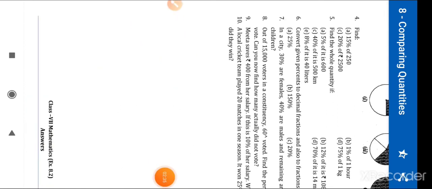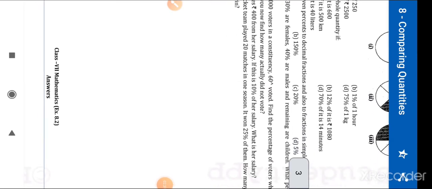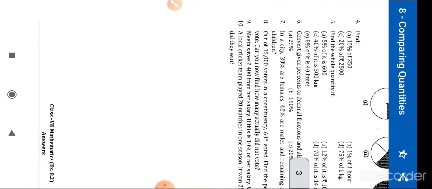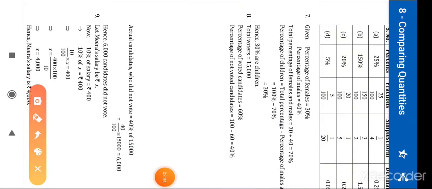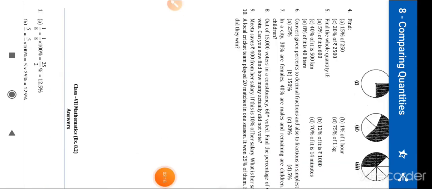The next question is, in a city 30% are female, 40% are males and the remaining are children. What percent are children? It is given in the question that in a city the percentage of females is 30%, the percentage of males is 40%. So the total percent of females and males is 30 plus 40, that means 70%. To find the percentage of children, we have to subtract the percentage of females and males from the total percentage. For this we subtract 70% from 100, so we have 30%. It is the percentage of children. Move to the next question.